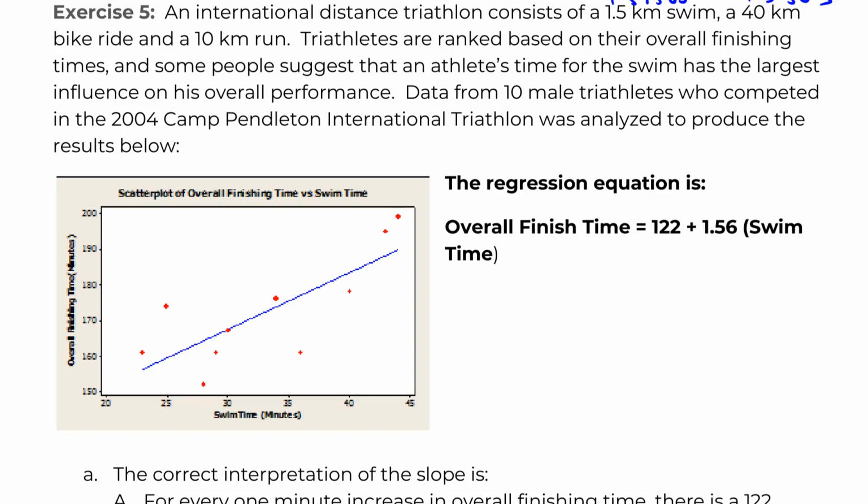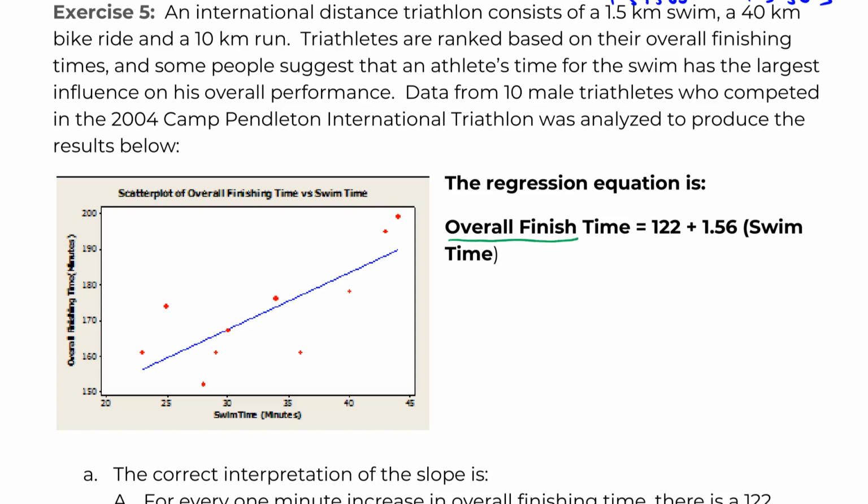All right, so I'm going to continue being my bad student, lazy self. So first thing I look at is the picture, the equation, and then the question, and I'm going to ignore all the words up at the top unless I need them later. So I got a regression equation, which tells me overall finishing time is equal to some values.